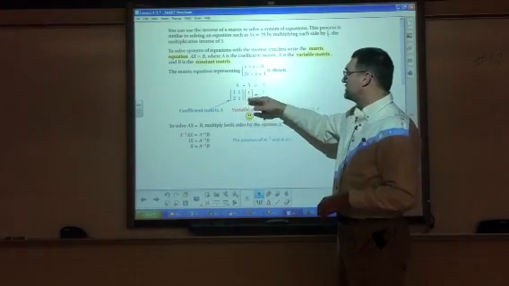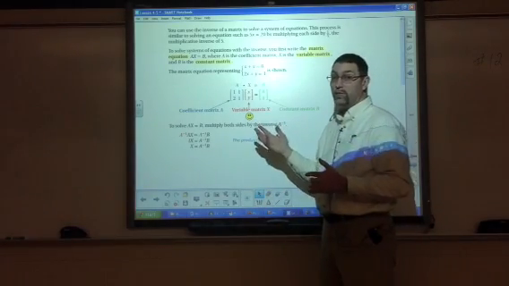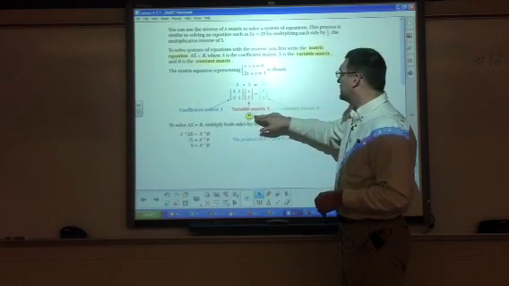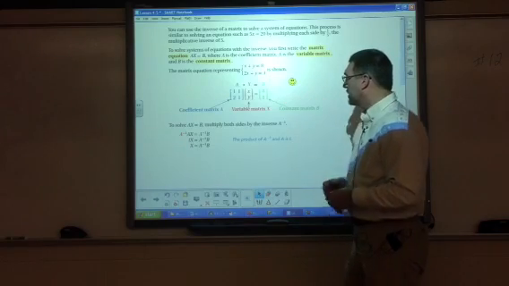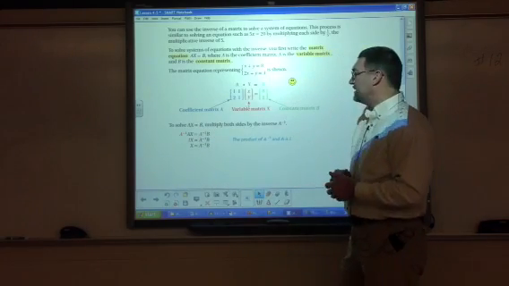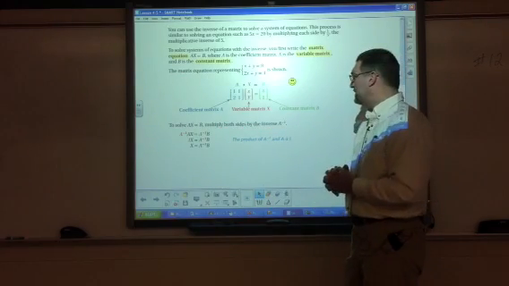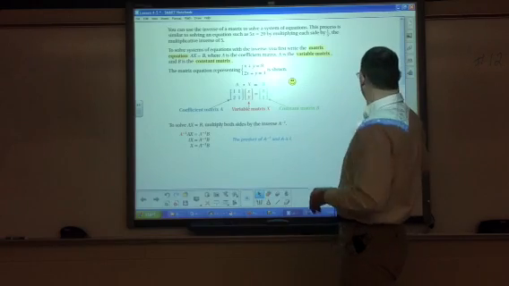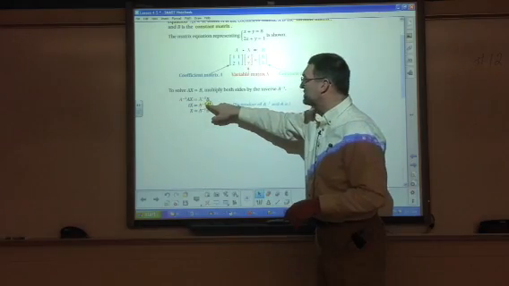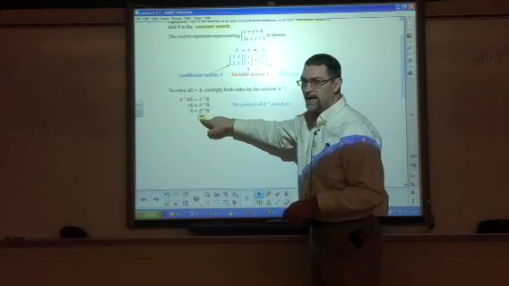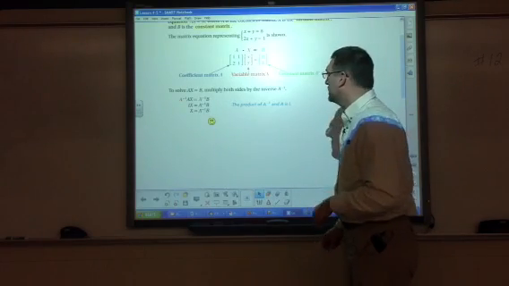The variable matrix is just the values of x and y, whatever your variables are. And you could actually do this with a 3 by 3. And then we have our constant matrix, 8 and 1, the numbers that are equal to it. So to solve AX equals B, we're going to multiply both sides by the inverse of A, so A inverse. Notice it's A inverse times B, it's not B times A inverse. So you have to make sure you multiply A inverse times B.